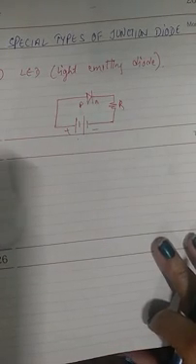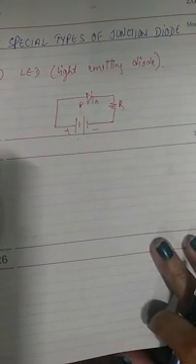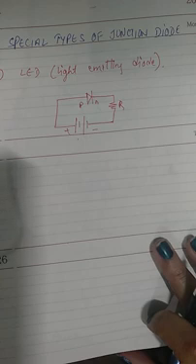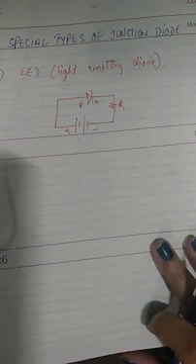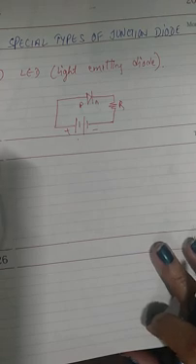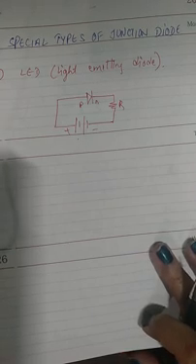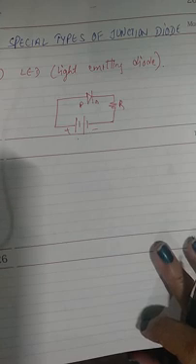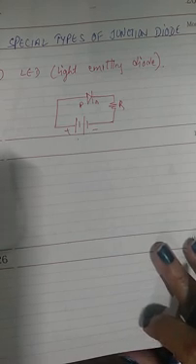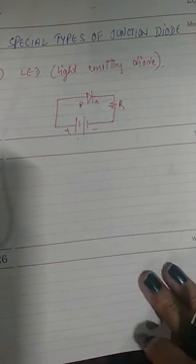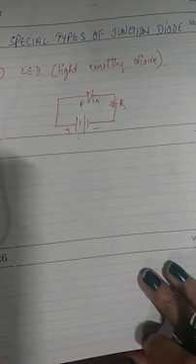Now next is special type of junction diodes. The first one is the LED, that is the light emitting diode. The bulb which we use in our house is actually a diode, a semiconductor device, a light emitting diode. It is a device which emits light when a current is passed through it in a forward biased condition. So it works on a forward biasing condition.